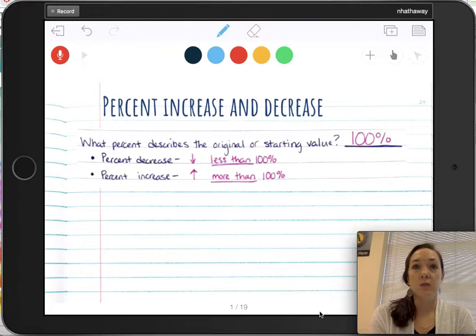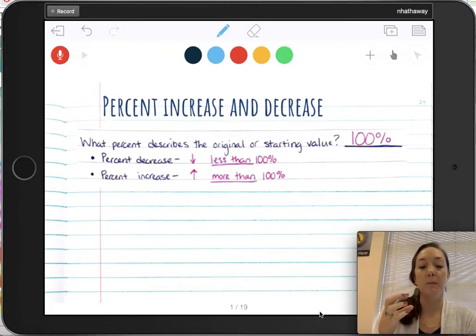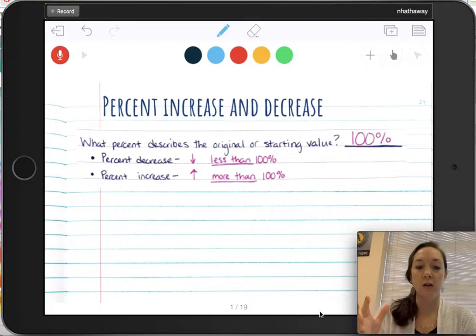So over the past few days we have practiced percent increase and decrease, finding that part or finding the new value based on that. So let's just review before you take your quiz. So remember, we always think of our original or our starting value as 100%.